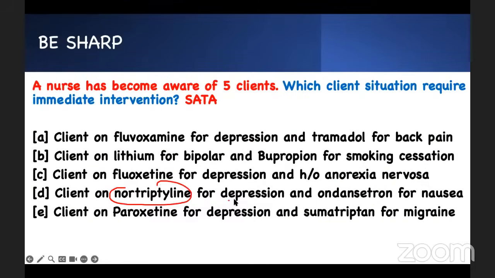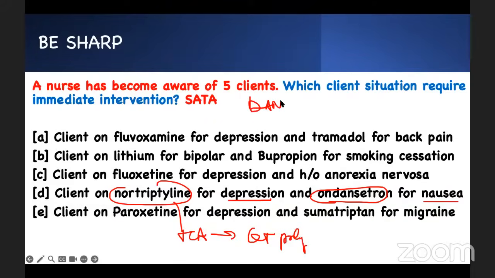Nortriptyline for depression. And you have ondansetron for nausea. Are you connecting them? Nortriptyline is a TCA. It causes QT prolongation. If you don't know the side effects of them, it's called DANCE. Every time you see TCA, think about the DANCE. They will do the dance.